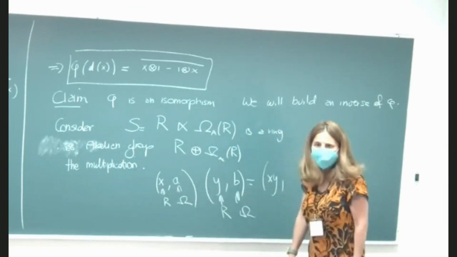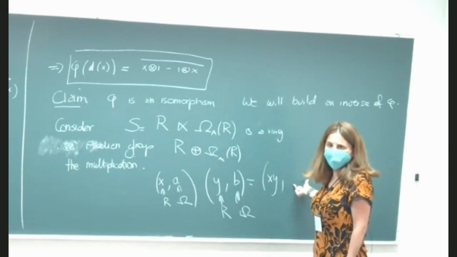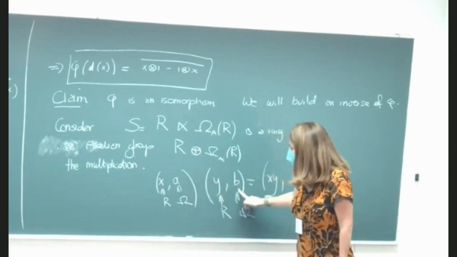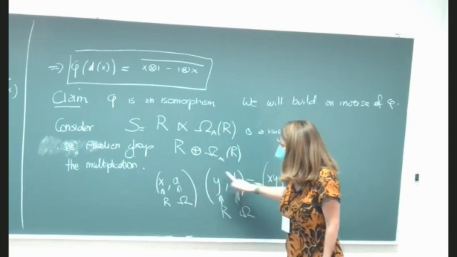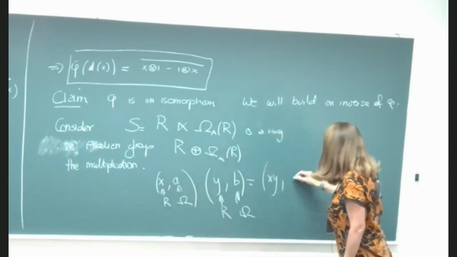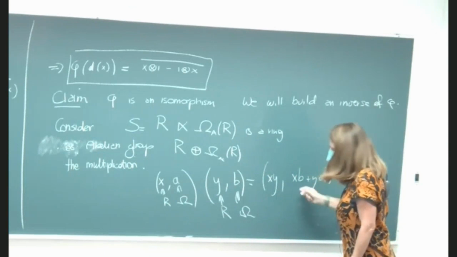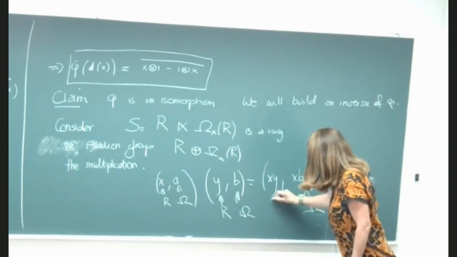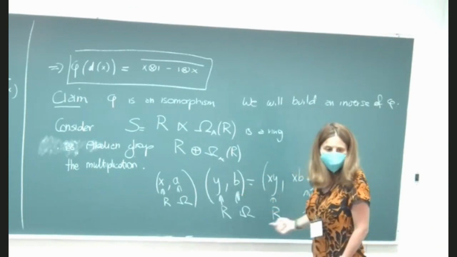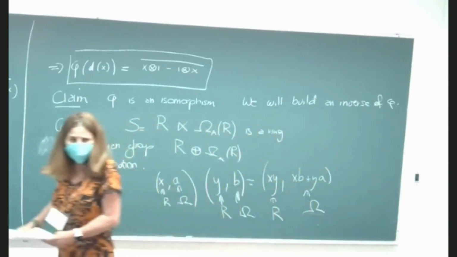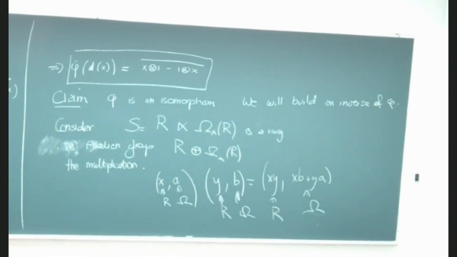That's well defined. And now in the second component, as I said, we cannot multiply a and b, but you can multiply a with y and b with x. And so that's what we do: xb plus ya. And since this is in a module, it is in omega, and this is obviously in R. So this is a well-defined multiplication. Okay? So this is the multiplication we define.